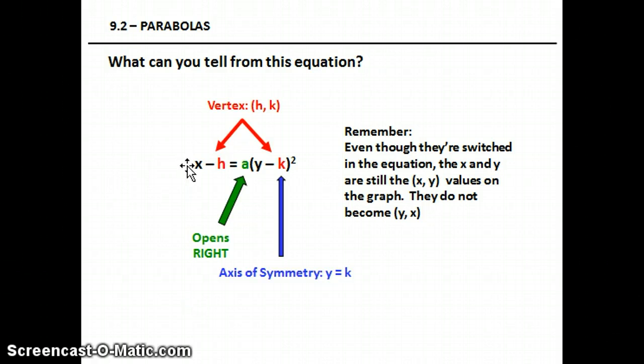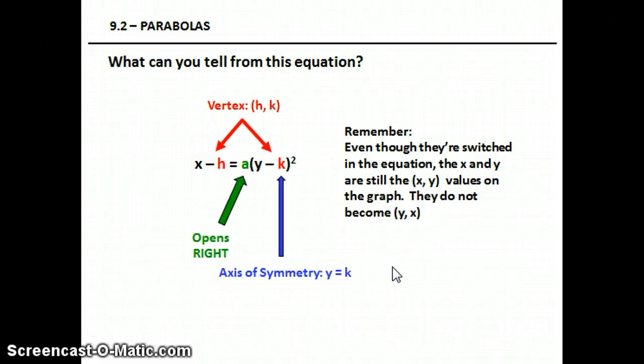So what can we tell from this equation? It's the same thing. We have h and k for our vertex. It opens right because this is positive. If it was negative, it would open left. And the axis of symmetry in this case is going to be y equals k instead of x equals h. But if you see these, don't get too confused and don't switch. On your coordinate plane, your x is still your x and your y is your y. Just because we switched these here does not mean we suddenly have yx. So don't let that confuse you.